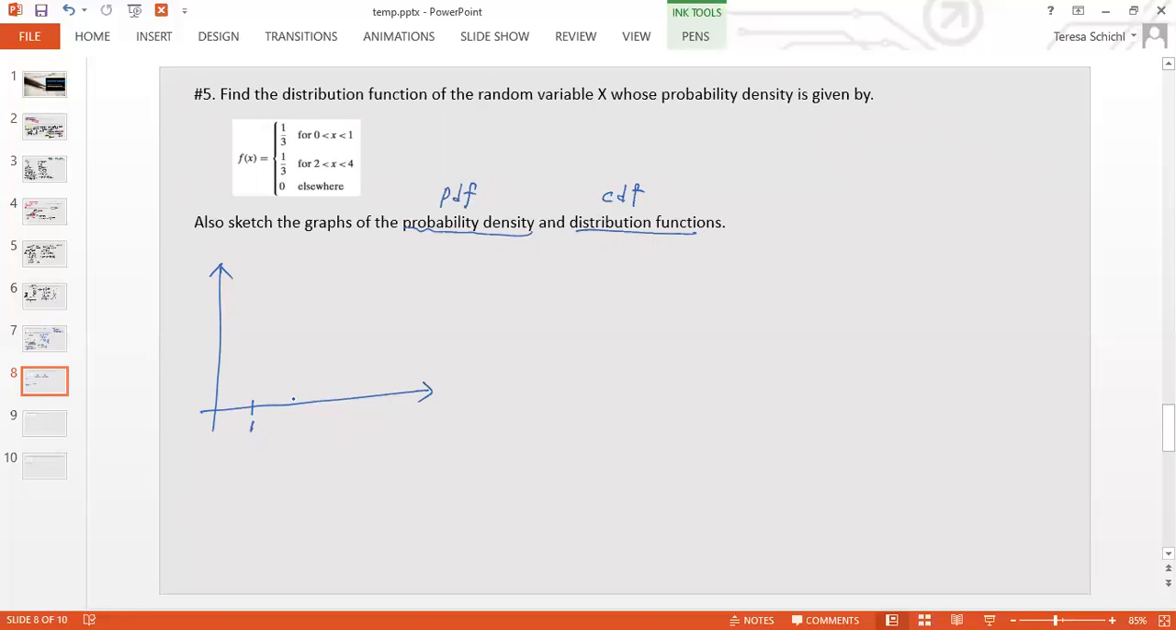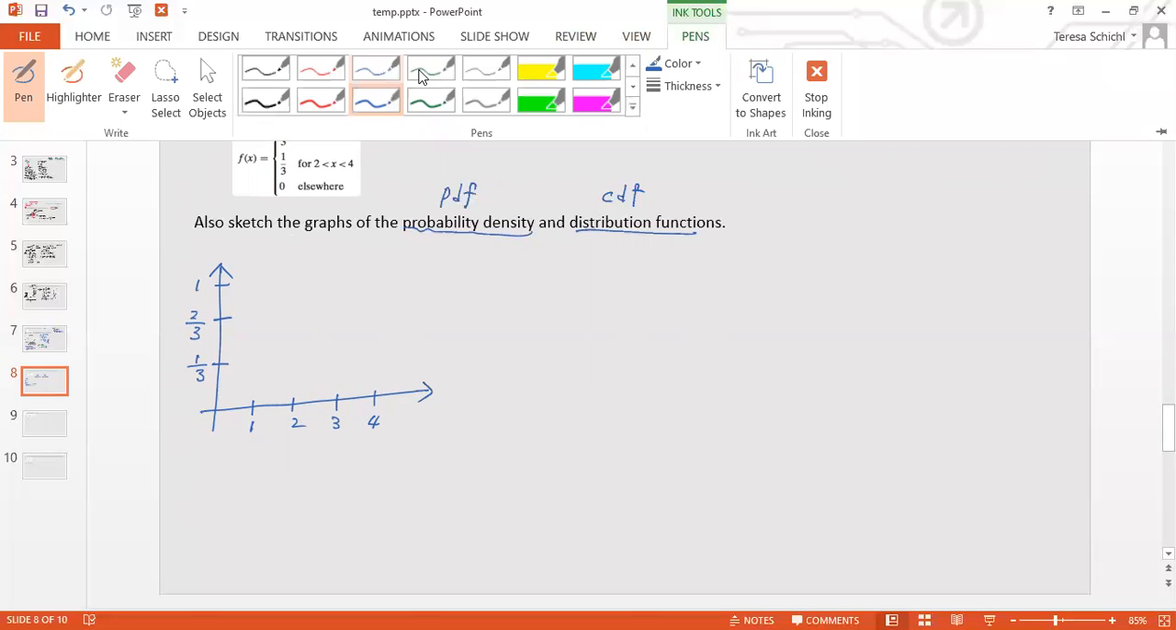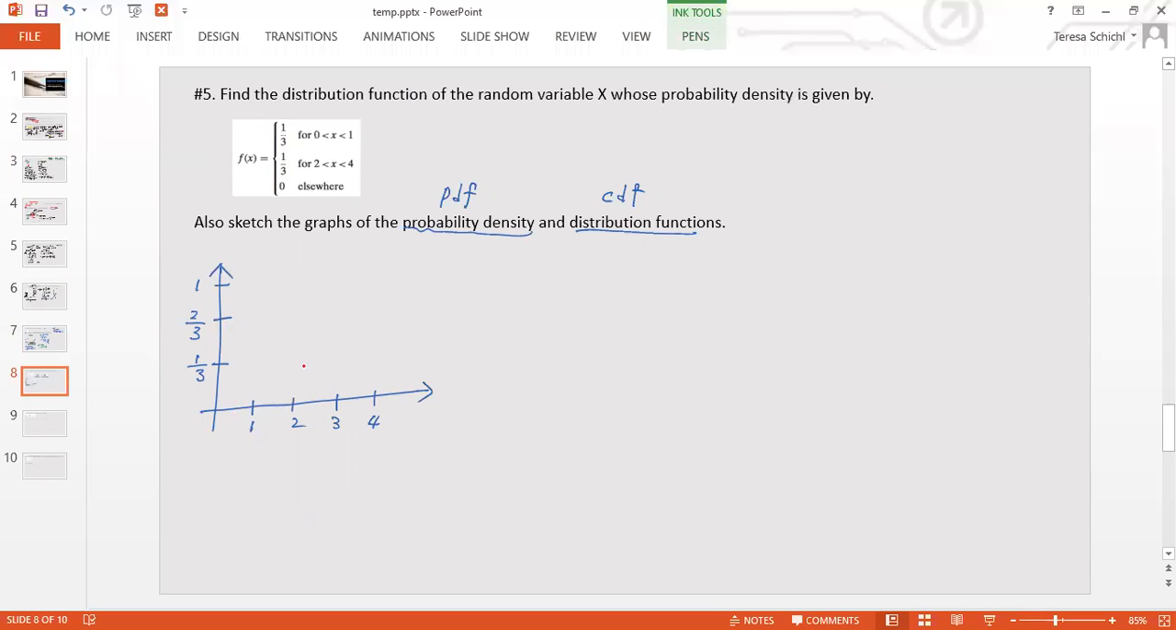So this is 1, 2, 3, 4. This is 1/3. This is 2/3 if you want. Now between 0 and 1, it is 1/3. Let me use a different color, maybe that's good. Between 0 and 1 is 1/3, so it's this, right? Then 1 and 2, what happened?